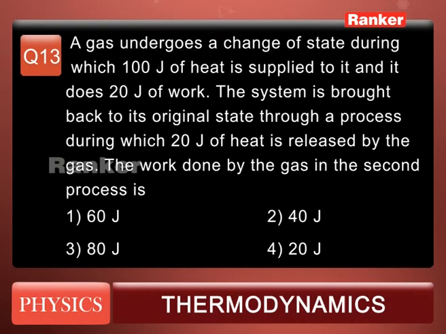Question number 13. A gas undergoes a change of state during which 100 joule of heat is supplied to it and it does 20 joule of work. The system is brought back to its original state through a process during which 20 joule of heat is released by the gas. The work done by the gas in the second process is: first option 60 joule, second option 40 joule, third option 80 joule, and the fourth option 20 joule.